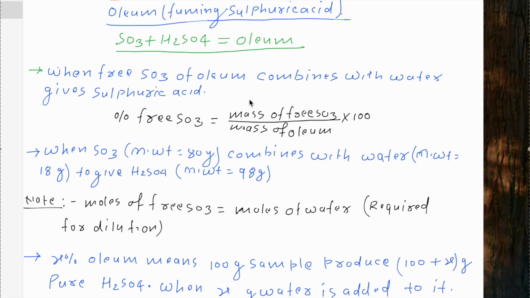When free SO3 of oleum combines with the water, it gives sulfuric acid. कैसे? देखिए यहाँ पे लिखा है SO3 combines with water to give H2SO4. Then how can we find the percentage free SO3? So formula simple है, mass of free SO3 upon mass of oleum into 100. Simply we can get the free SO3 from here.